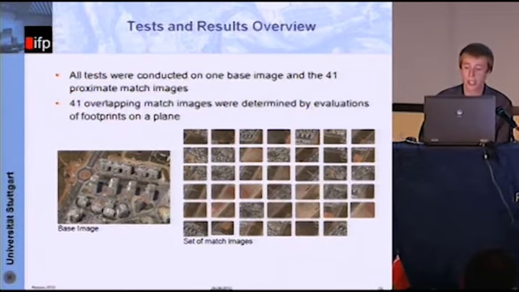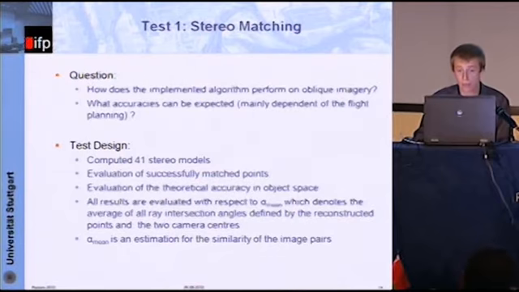Okay, now to the test. For the test, we picked a base image, and we selected 41 match images based on the footprints on a plane. That says, okay, we have overlapping areas in here. As you see, this is the base image. These are the match images. For the first test, the question was: how does the implemented algorithm perform on oblique imagery, and what accuracies can be expected? This is mainly dependent on the flight configuration, and it's not that much a matter of the matching process.